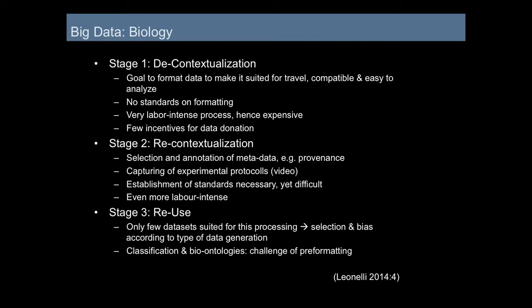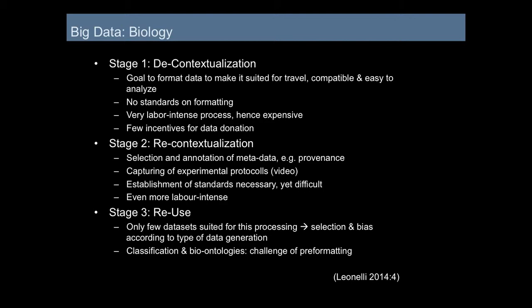The third stage then is reuse. Currently, only few datasets are suited for this type of processing, which leads to a selection and bias according to the type of data generation. What this basically means is that specific types of biology, namely genetics, produce data that is more suited for these databases, right? And this may lead to a type of re-evaluation or favorization of specific types of data.